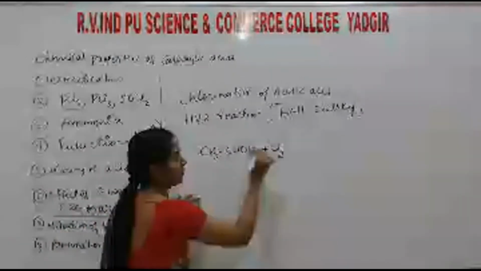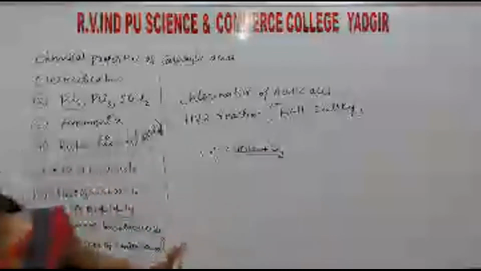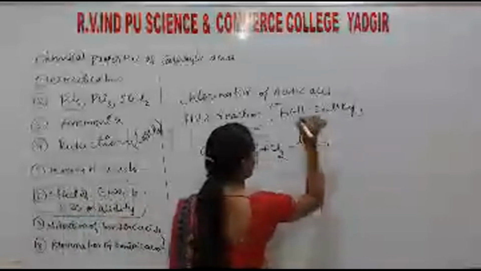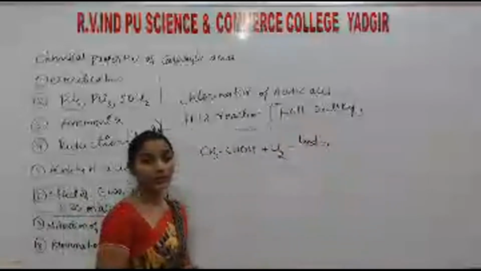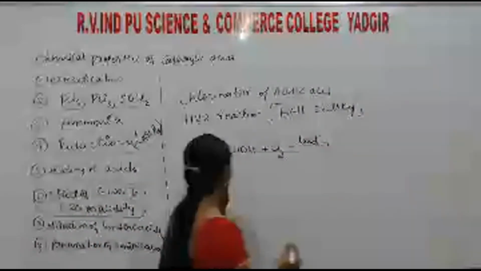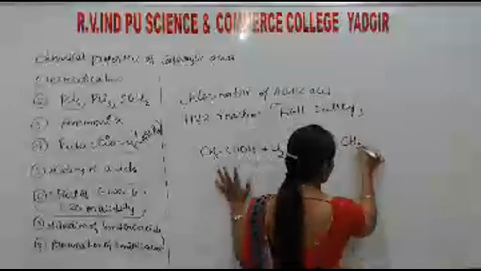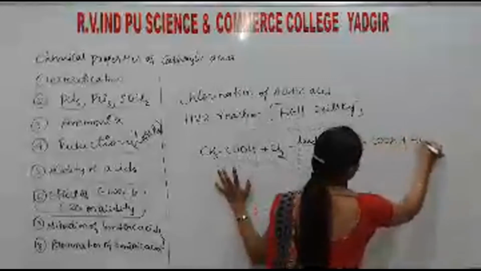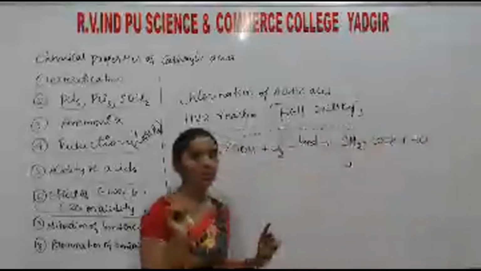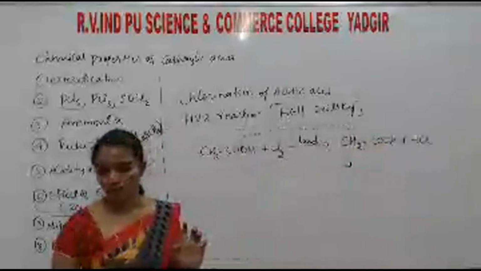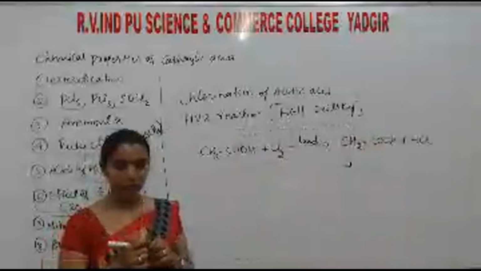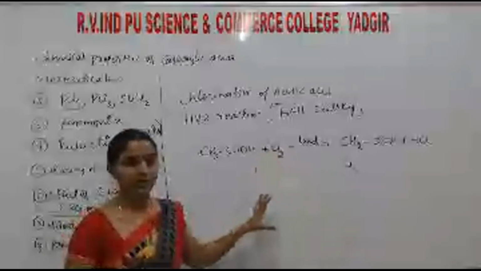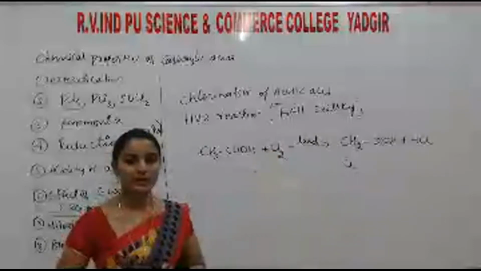To this Cl2 is added. Okay, so here we are using lead, Pb, lead as a catalyst. So here it will form CH2ClCOOH plus HCl. This is the reaction important for 1 mark. Actually, now it is removed. Then also, only this reaction is there. That is chlorination of acetic acid.